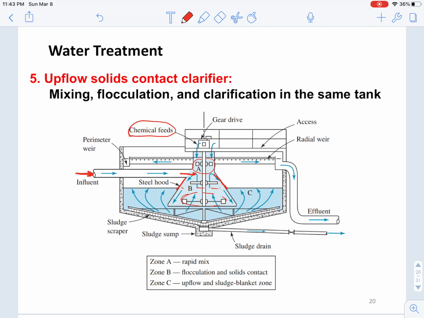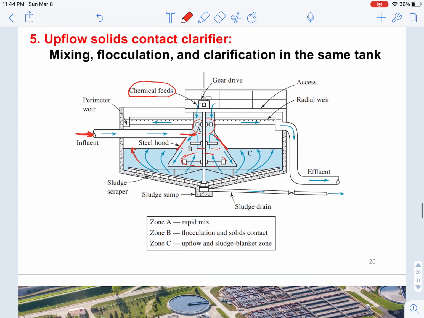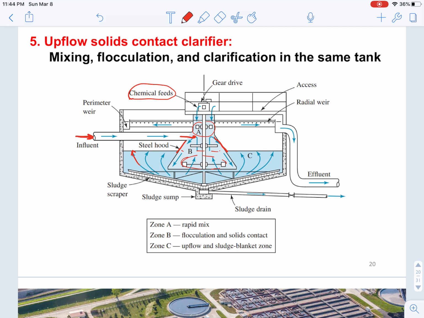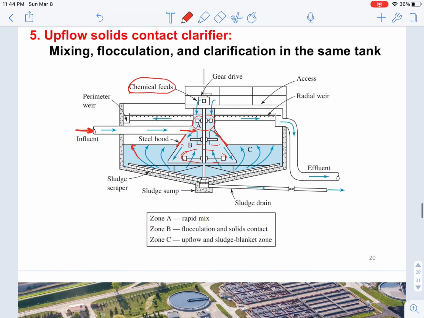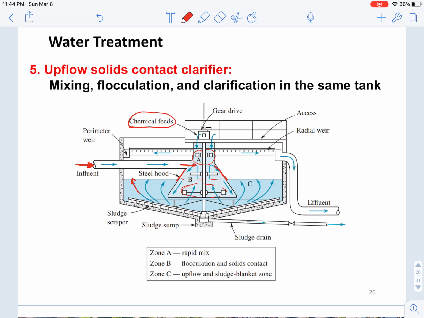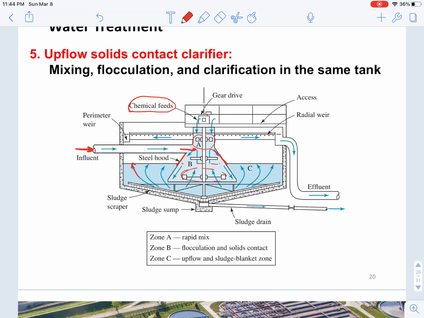After it's being treated, you're going to form these larger flocs, and these larger flocs can settle down to the bottom, and the cleaner water will just come up to the top. Okay? So basically it can be divided into zones A, B, and C. In zone A, we have this rapid mixing. Zone B will enhance flocculation and solid contact. And zone C will be the upflow and sludge blanket zone. After the water is treated, it will be transported to the effluent and then to further treatment processes.